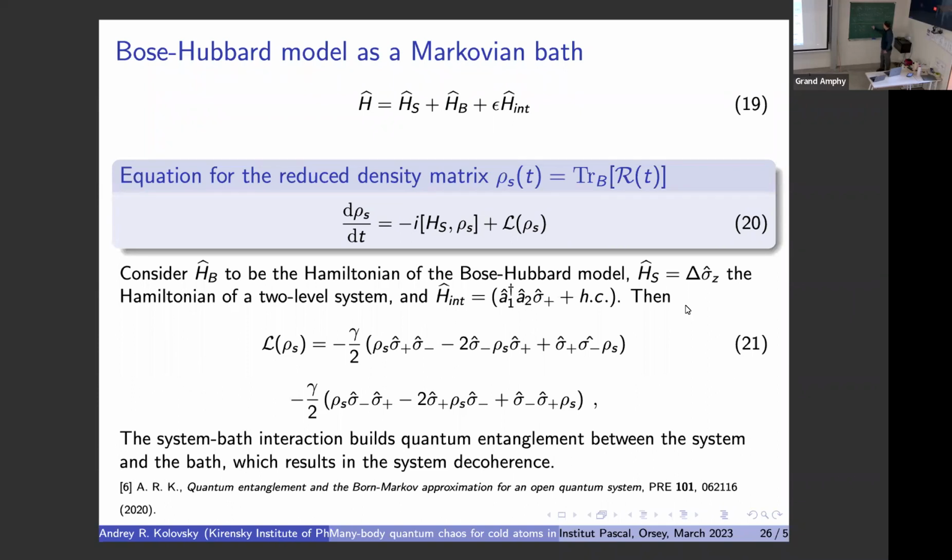The total density matrix, of course, obeys the standard evolution equation, which is this one: the derivative with respect to time is equal to the commutator of the many-body Hamiltonian of the composed system with the density matrix, which is equivalent to the Schrödinger equation. So the whole evolution of the system is Hamiltonian. Sense? Hamiltonian.